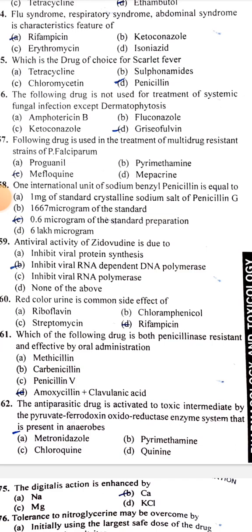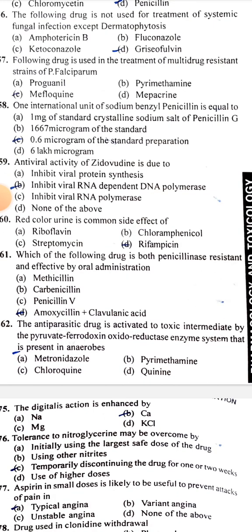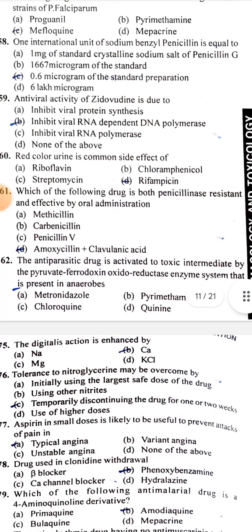Antiviral activity of zidovudine is due to inhibiting viral RNA-dependent DNA polymerase. Red colored urine is a common side effect of rifampicin. Which one of the following drugs is both penicillinase resistant and effective by oral administration? That is the combination of amoxicillin and clavulanic acid. The antiparasitic drug that is activated to a toxic intermediate by the pyruvate ferredoxin oxidoreductase enzyme system that is present in anaerobes is metronidazole.